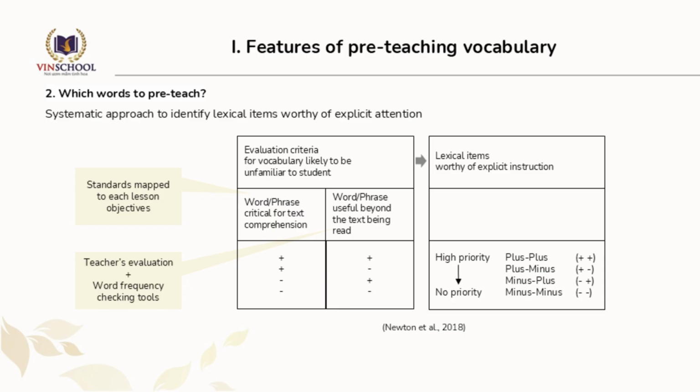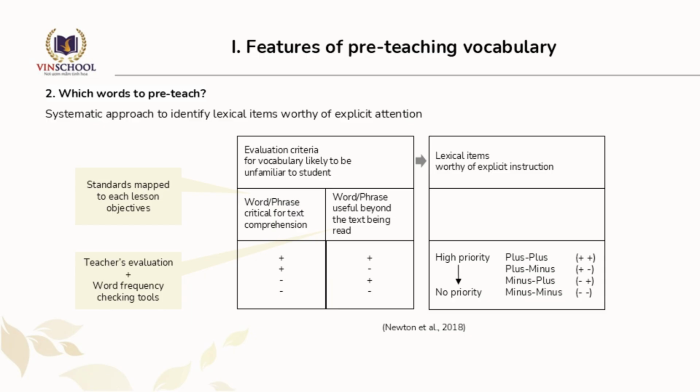Plus minus indicates that the word is crucial for text comprehension but may not be very useful in other situations. It still deserves attention but with lower priority. Minus plus means the word isn't necessary for this specific text but will be useful in other contexts. It might not be necessary to teach students in class.